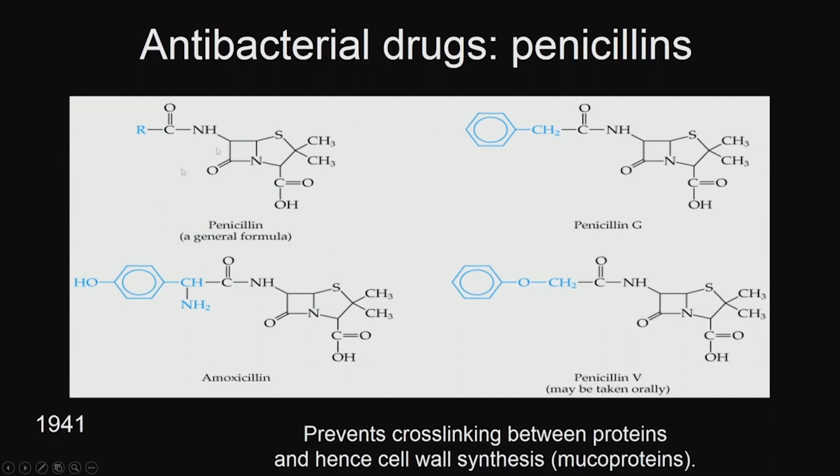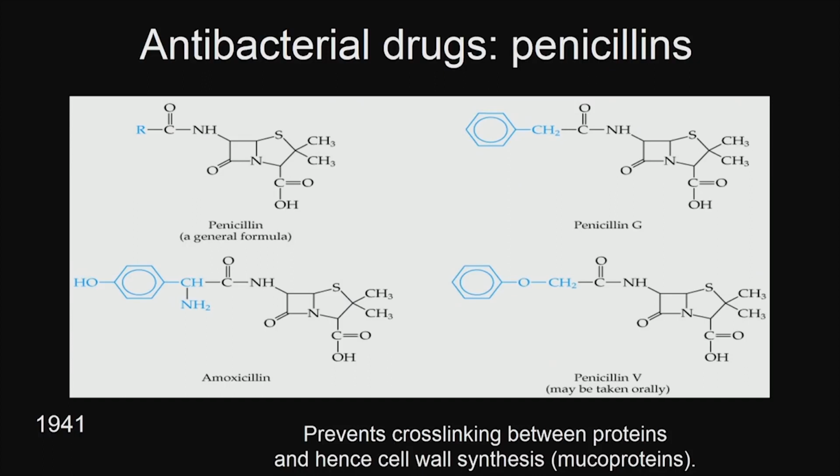Okay. So, this is the general penicillin. As you can see here, the beta lactam ring is there, but there are so many different types of penicillin: penicillin G, penicillin V, amoxicillin, but all of them have this. Okay. So, how do they act? They prevent cross linking between proteins and hence cell wall synthesis.